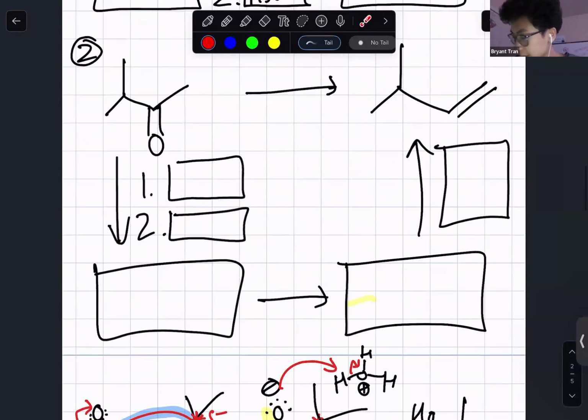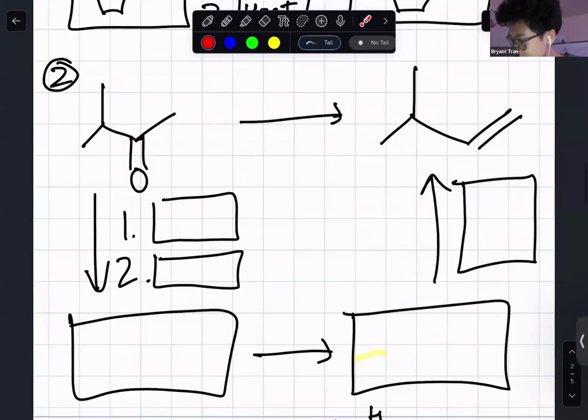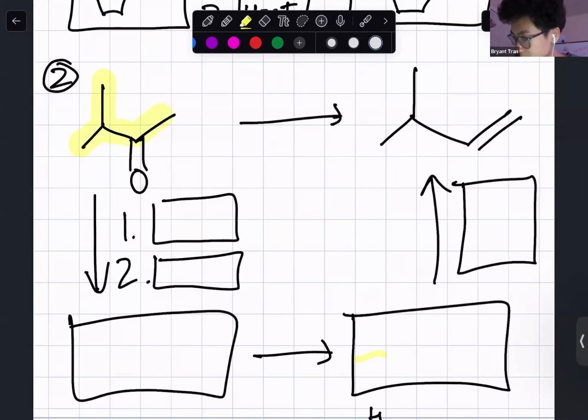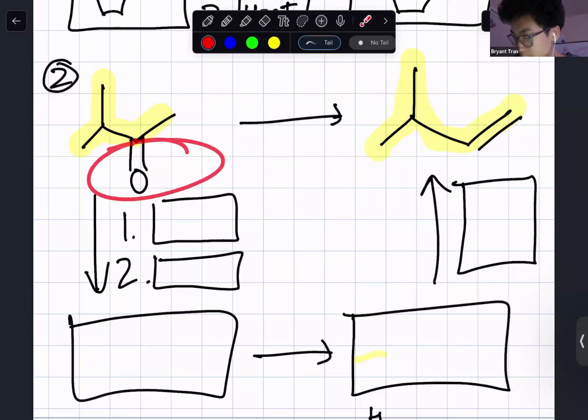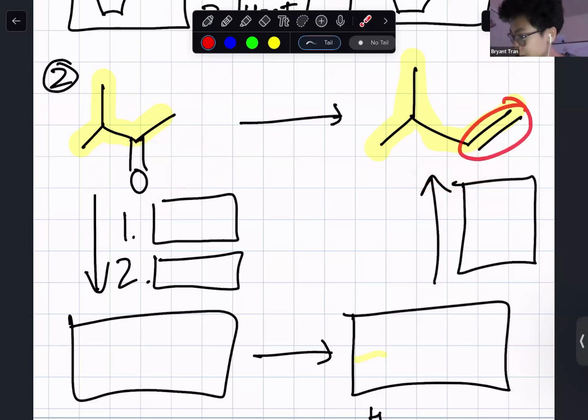Okay. Now for this next synthesis problem over here, let's do the same strategy. Highlight the similarities between the reactant molecule and the product molecule, which is this yellow highlighted portion right there. And then I know that the difference is that before we had a carbonyl on that carbon, the carbonyl is no longer there, right? And we have an alkene right here. The alkene was not there before.